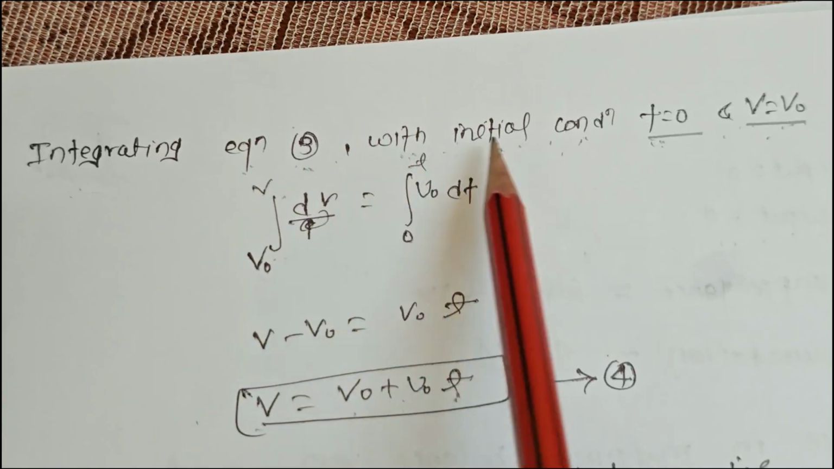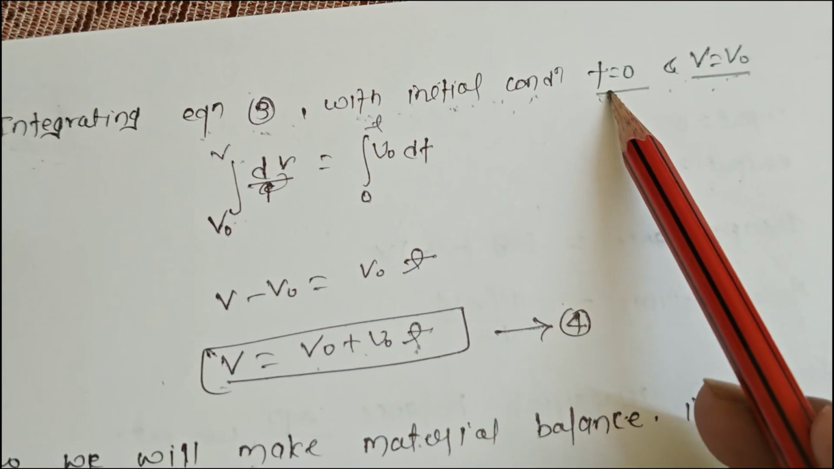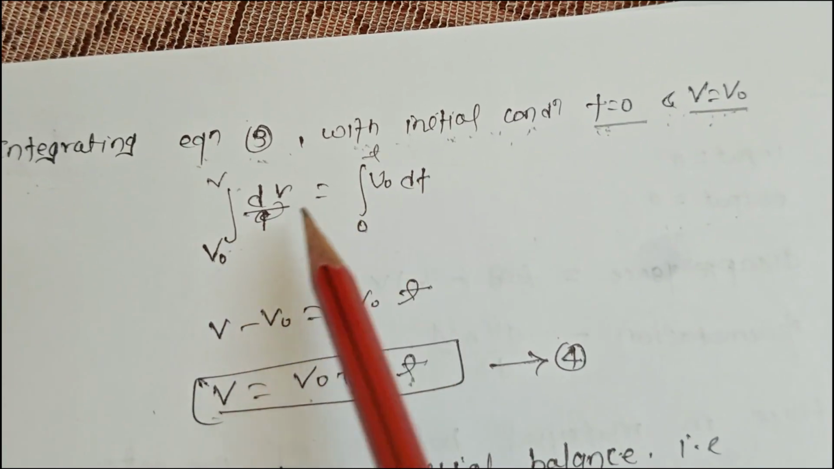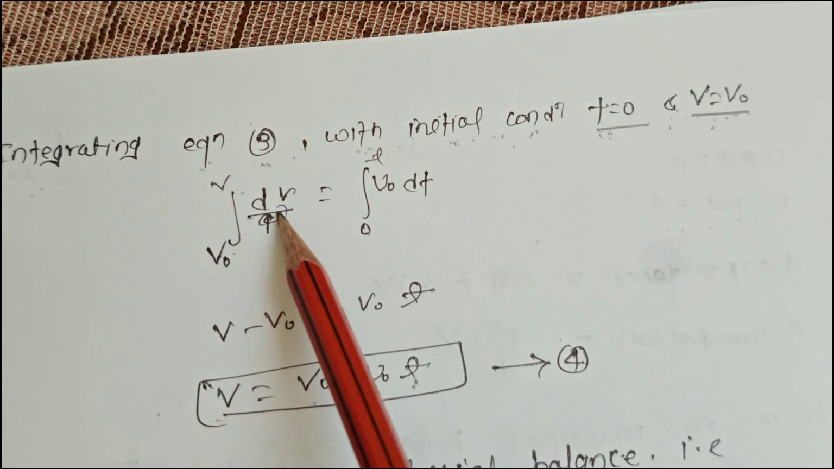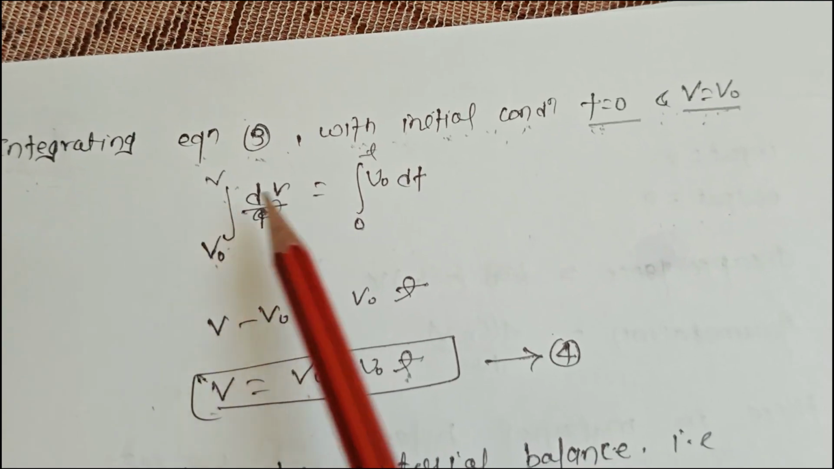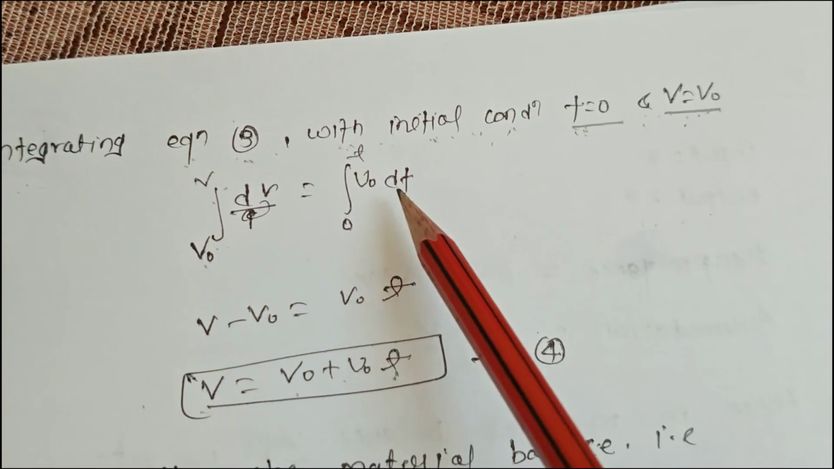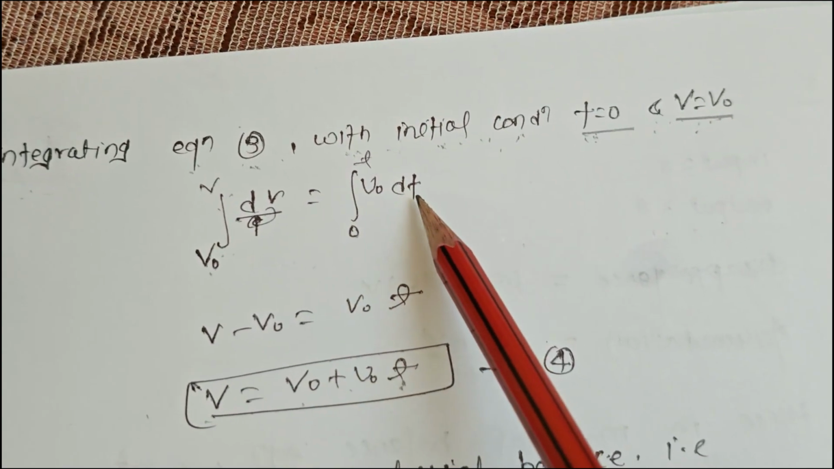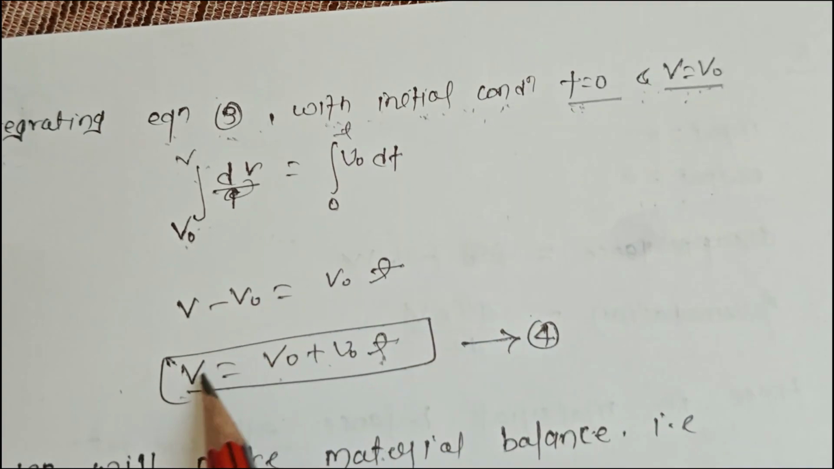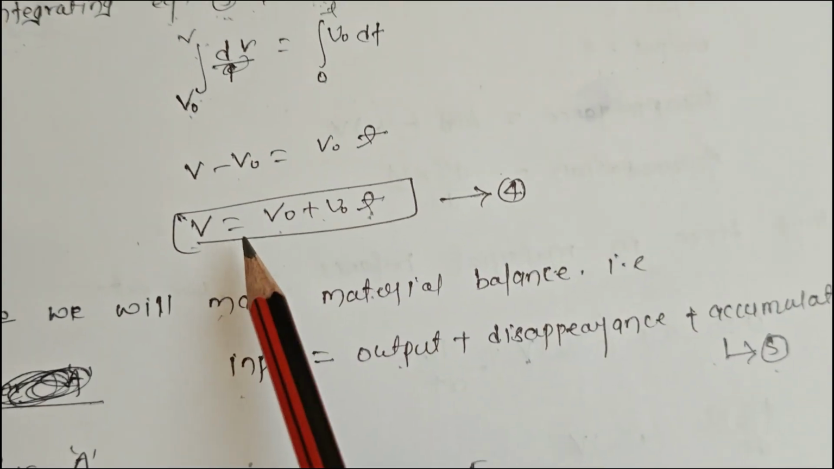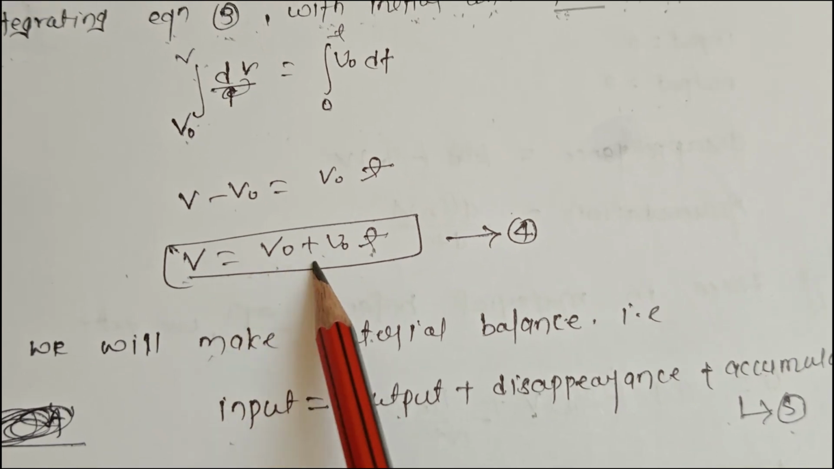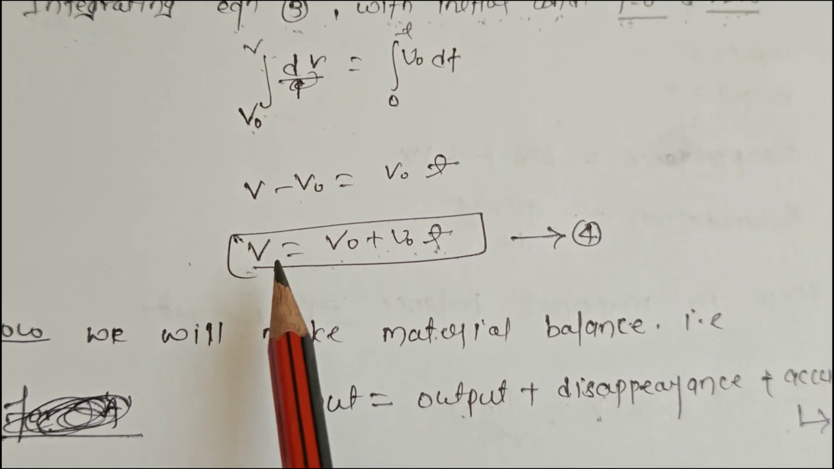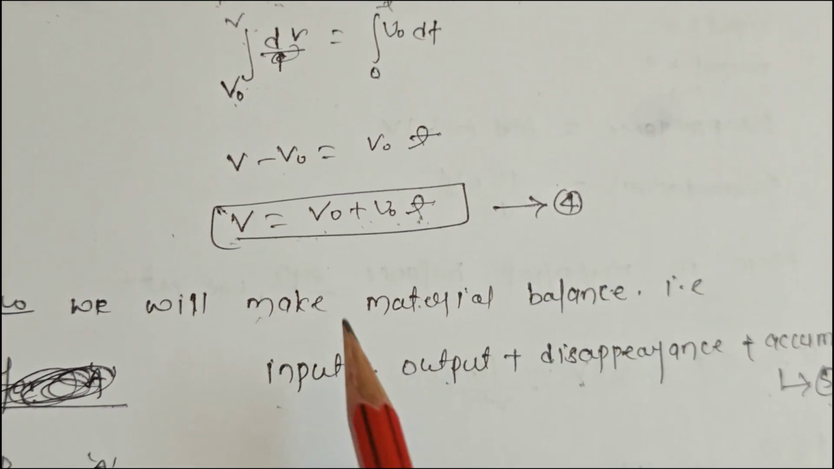Integrating equation 3 with initial condition, that is at t is equal to 0, v is equal to v naught. Rearranging equation 3, we get integration of dv from v naught to v on the right hand side, and on the left we get integration from 0 to v naught mu naught dt. After solving this, we get v is equal to v naught plus mu naught into t. This gives the variation of v with respect to time.